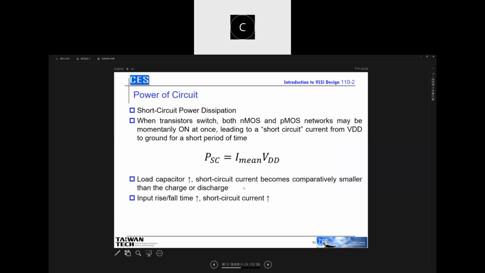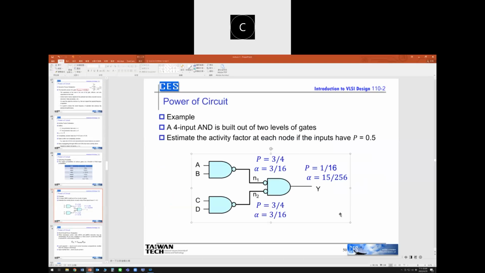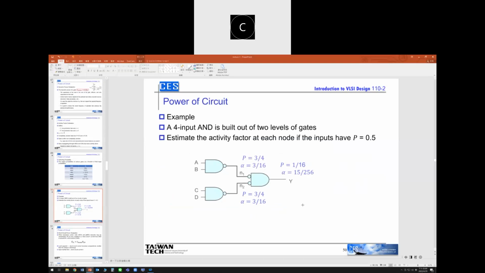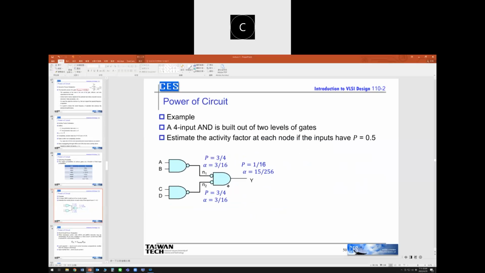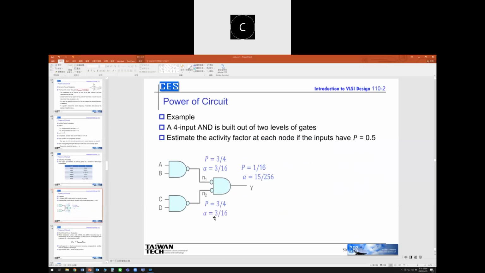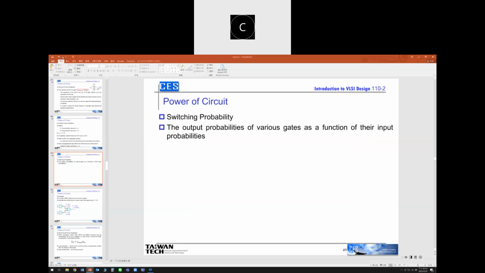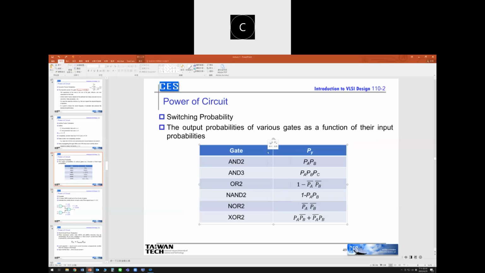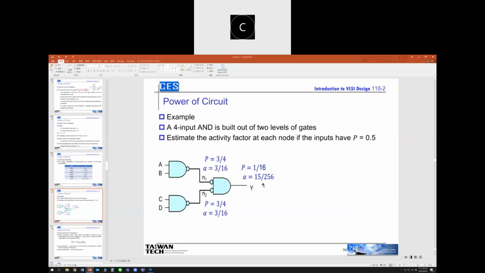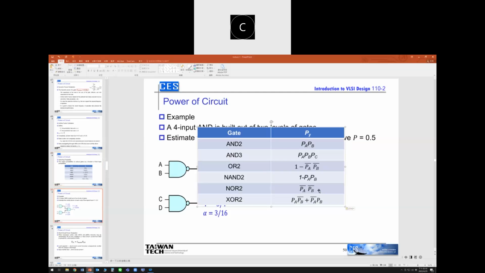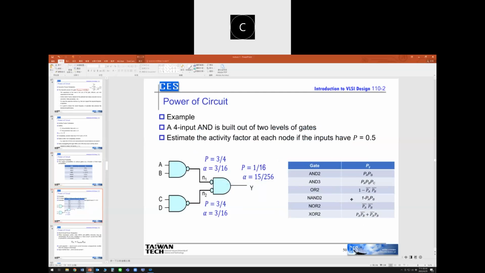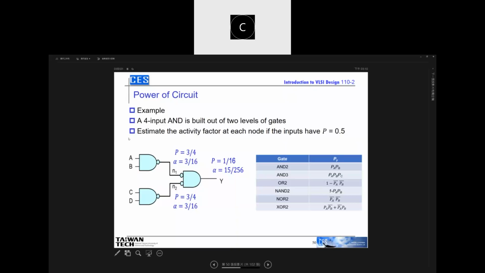Okay, so let me try to do this. Let's copy the table here so that we can calculate. Okay, so let's do this calculation.